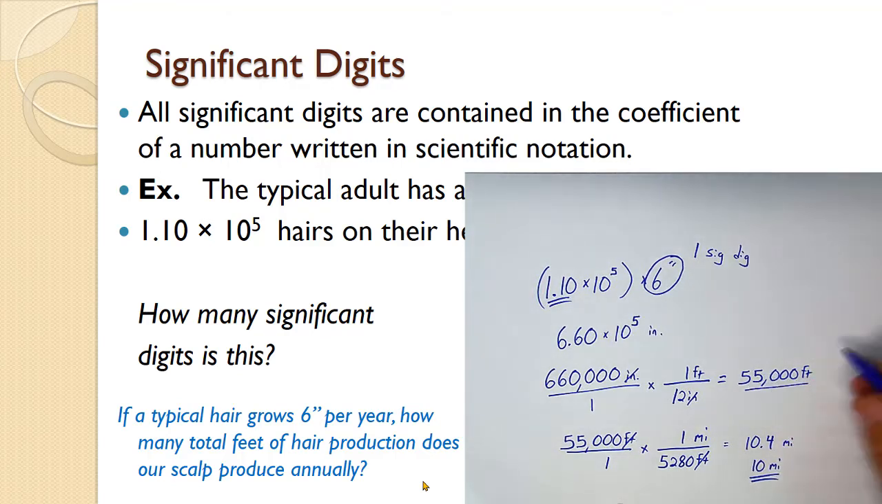And in fact, 55,000 feet, by that same logic, we would have to round that up and call it about 60,000 feet with 1 sigdig. So that's pretty surprising that if you were to combine all the hair growth potential of your head, it produces about 10 miles of hair per year.